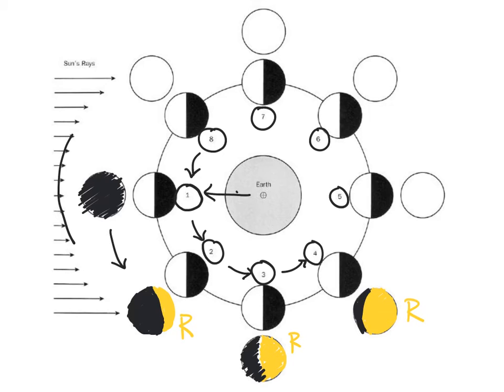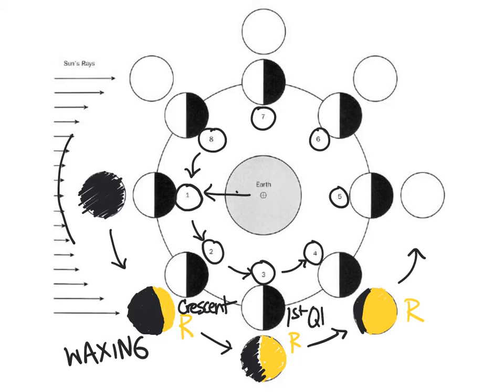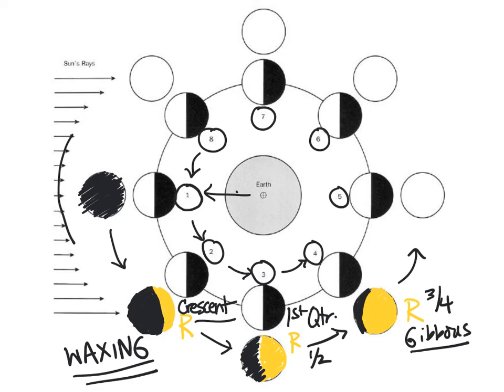All of this, as the curtain is opening up, we call that waxing. So we have our waxing crescent. We have our first quarter, which is a half moon. And then we have our gibbous, our waxing gibbous. So you always put the word waxing. Waxing crescent, waxing gibbous. And this is 3/4 illuminated.